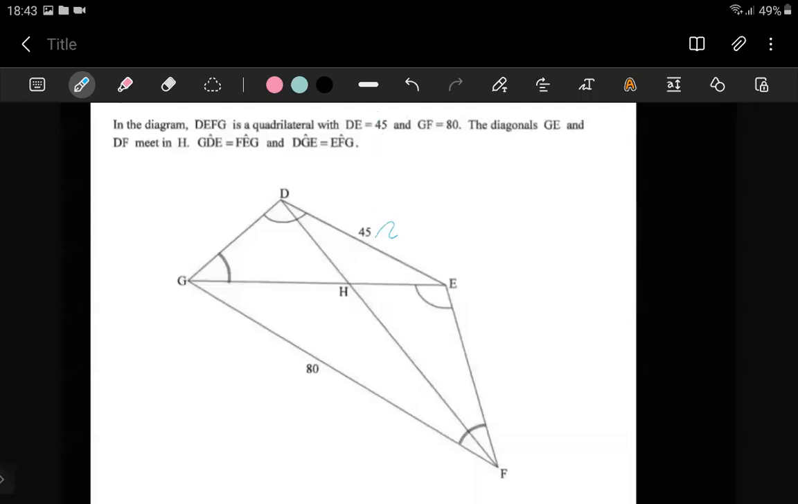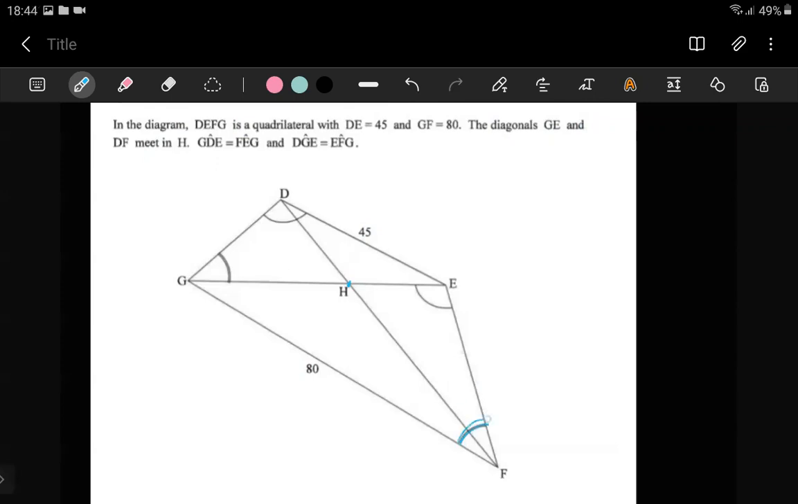Now, as we can see, they told us that this is 45, this is 80, and then they say there are diagonals that meet at H, right? There's DF and GE, they meet at H. And then it says here, this angle is equal to that one. So they've labeled what's equal here.